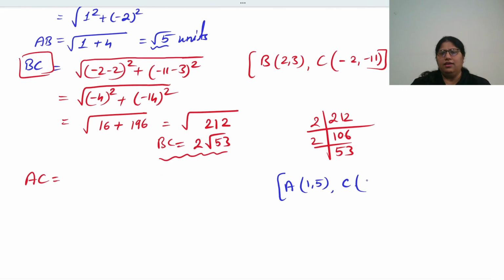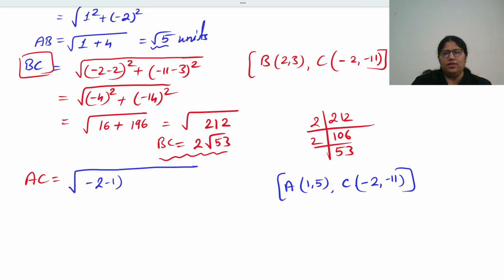So I can take it here, (-2, -11). Now find out the distance between AC. I'll take x2 minus x1, so (-2 - 1) whole square plus (-11 - 5) whole square.